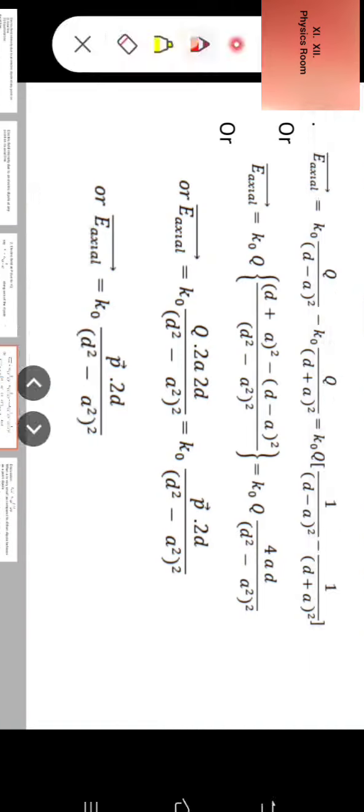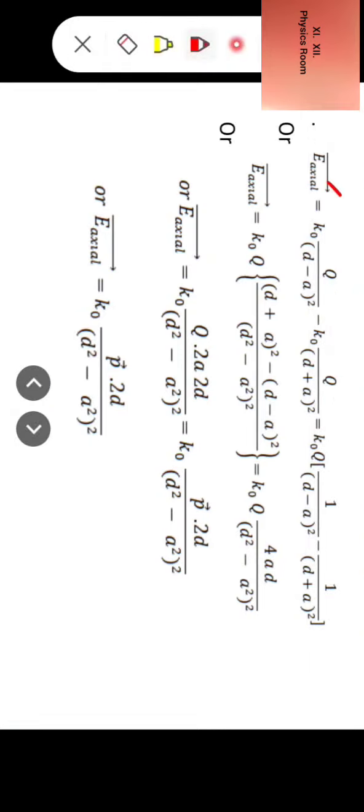We get E axial is equal to K naught Q divided by (D minus A) whole square minus K naught Q divided by (D plus A) whole square. You take Q common, and we write here K naught Q into, within bracket, 1 by (D minus A) whole square minus 1 by (D plus A) whole square.